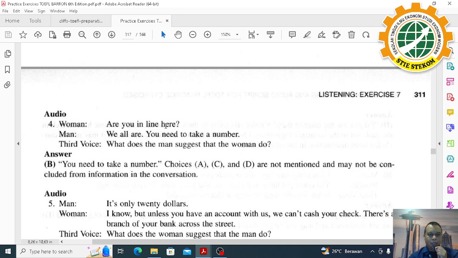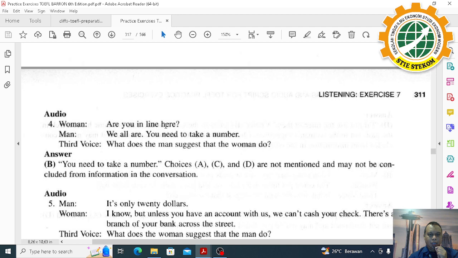Okay, and then number 5. "It's only $20." "I know, but unless you have an account with us, we can't cash your check. There's a branch of your bank across the street." And what does the woman suggest the man do? And then the best answer, yeah, since the woman points out that there is a branch of the man's bank nearby, it must be concluded that she suggested he go to the other bank. Yeah, the woman suggested the man go across the street to his bank to get the money.